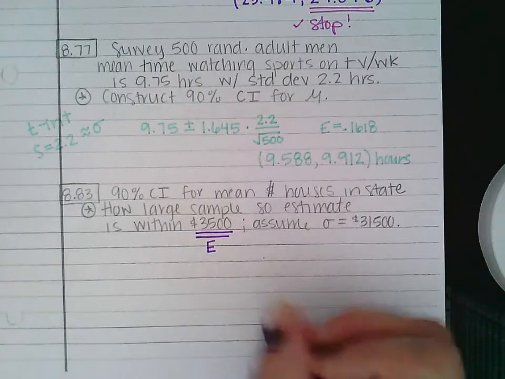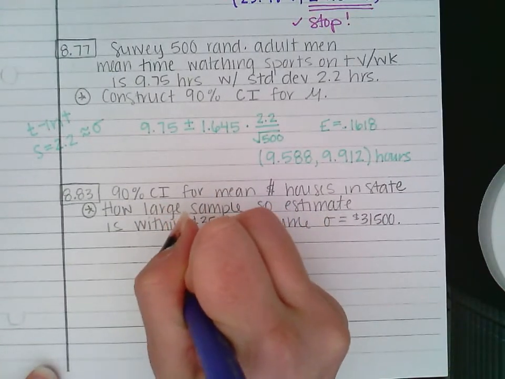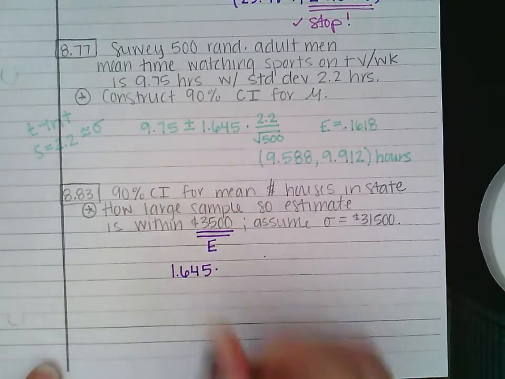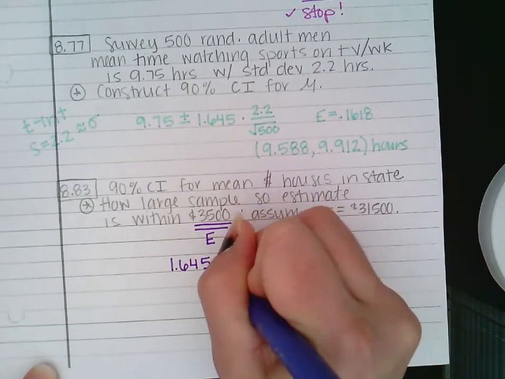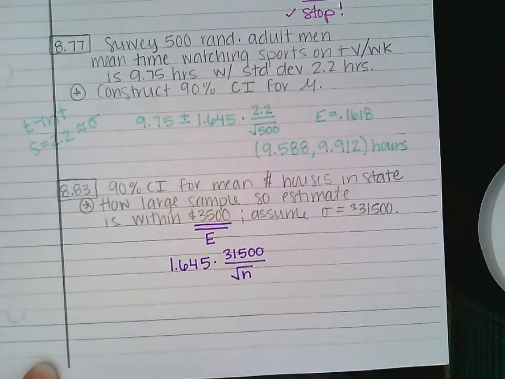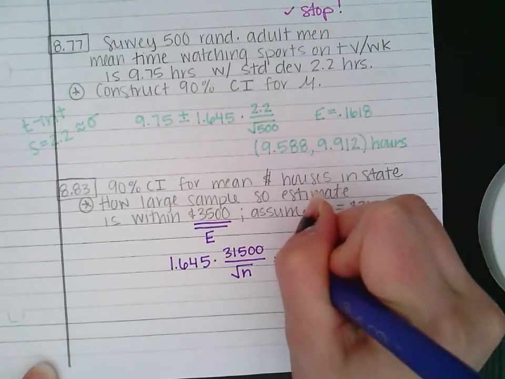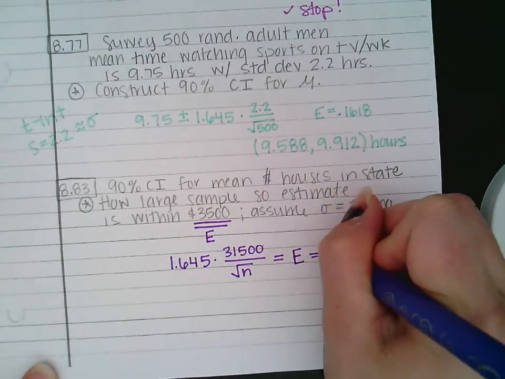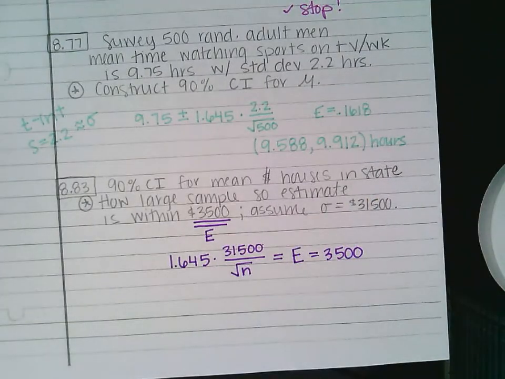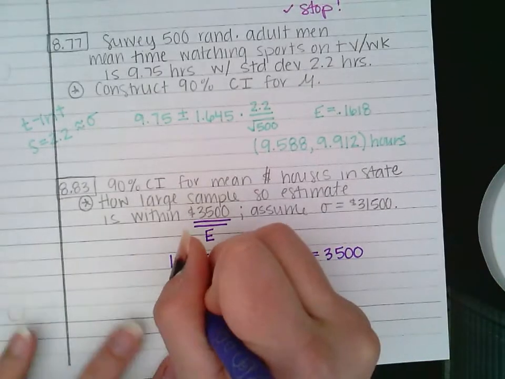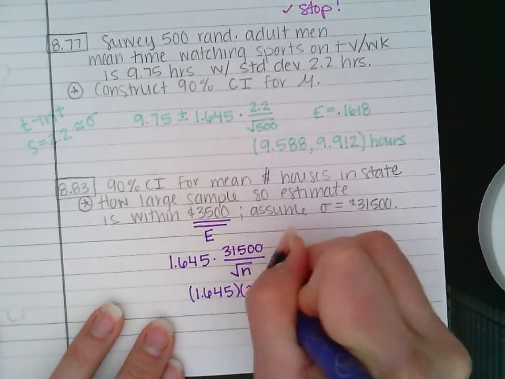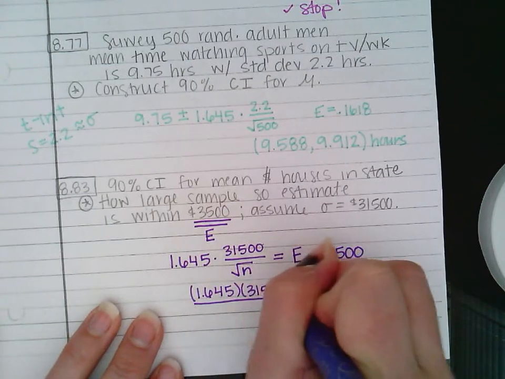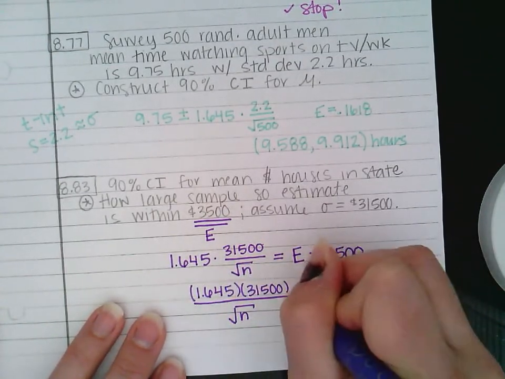So for a 90% confidence interval, we already know that critical value is 1.645. I'm using my standard deviation here over the square root of n. Okay, and I'm going to say let that be equal to my error, which is 3,500. Now I can solve this for n. I do know the book gives an equation for solving this, but I find it easier just to remember the error part of the confidence interval, and then you don't have to worry about writing two equations down.